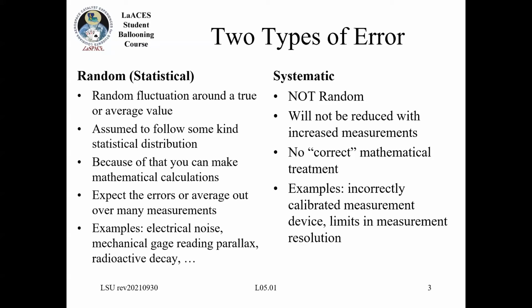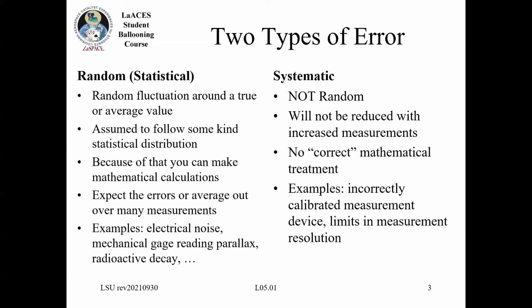And because it's random, you usually expect that error, if I make several measurements, to average out to zero. So sometimes it's going to be high, sometimes it's going to be a little bit low. So if I repeat the measurement over and over, I can then take the average of those measurements and sort of reduce the effect that statistical error has.